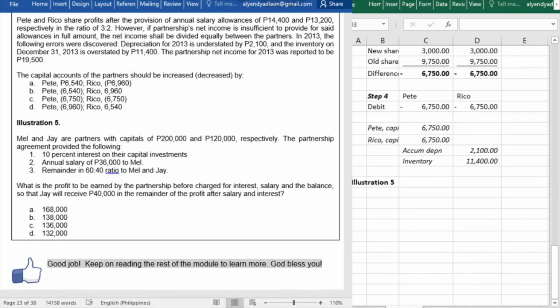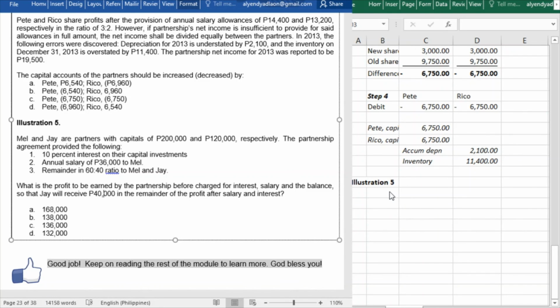Let's proceed to illustration 5. What is the profit to be earned by the partnership before charge for interest, salary, and the balance, so that J will receive 40,000 pesos and the remainder of the profit after salary and interest? So as you can see, class, in this problem, we are to determine the profit and not just simply allocate their profit share. Because in this problem, what is given are, aside from the interest and salary, the remainder of J was already given. That is 40,000 pesos.